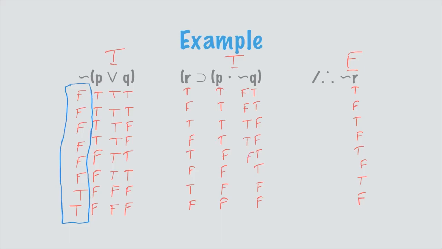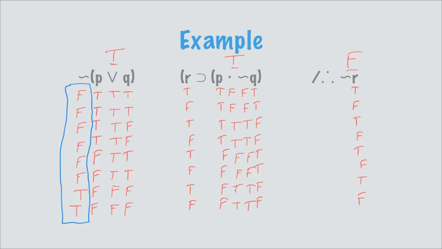True, false, false, true, true. So that's just doing the negation of Q. Now I'm going to do the conjunction. So true and false is false. True and false is false. True and true. True and true. False and false. False and false. False and true. And false and true again. So I've got here the values under the conjunction.